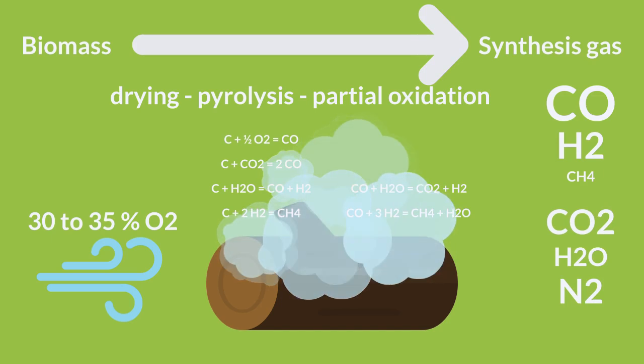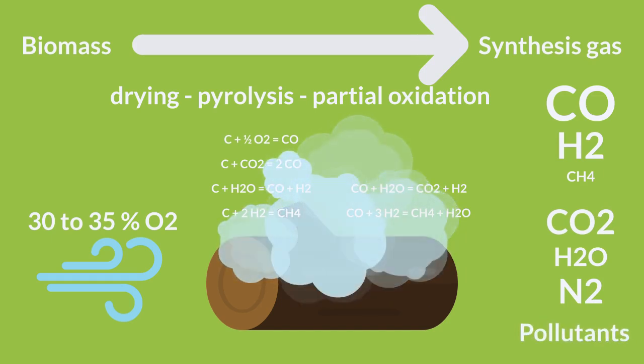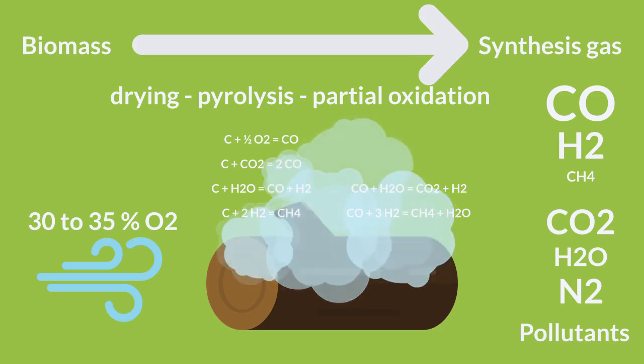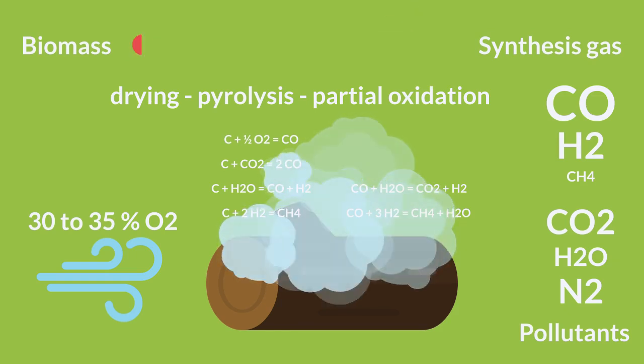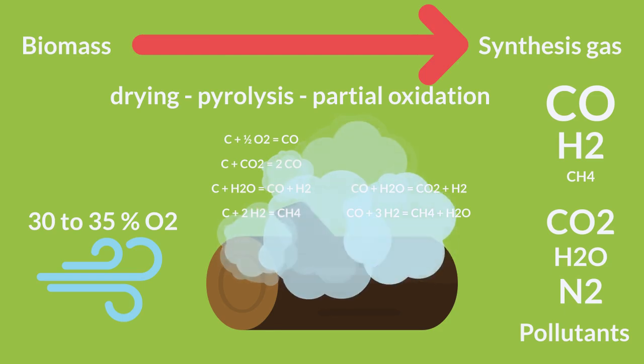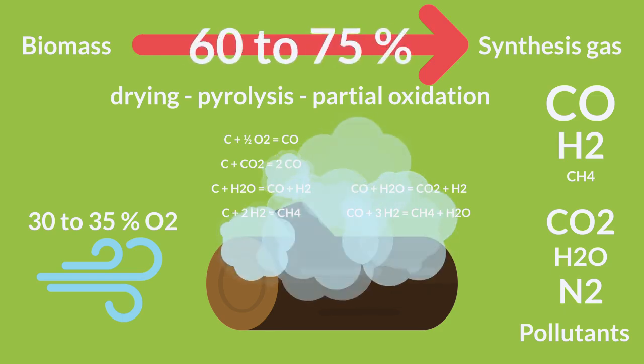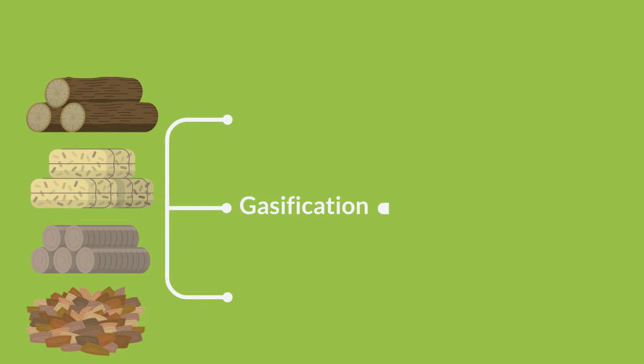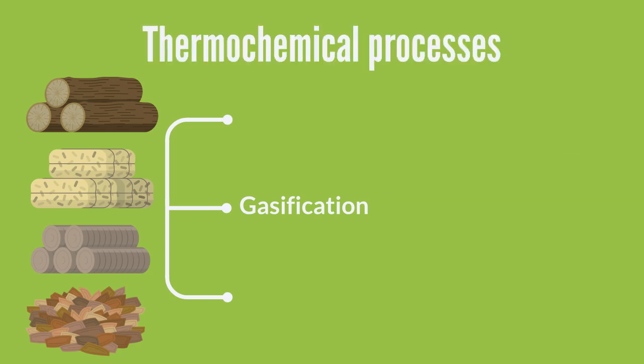However, these gases are diluted by the carbon dioxide, water, and nitrogen. Impurities like solid particles, tars, ammonia, and acid gases must be removed before using the syngas. The energy conversion is evaluated by the gasification efficiency, which can range between 60 and 75%. Please watch the videos about biomass gasification applications to know more about how biomass can be used to produce electricity. Also, the videos about combustion and pyrolysis to know more about other thermochemical processes.